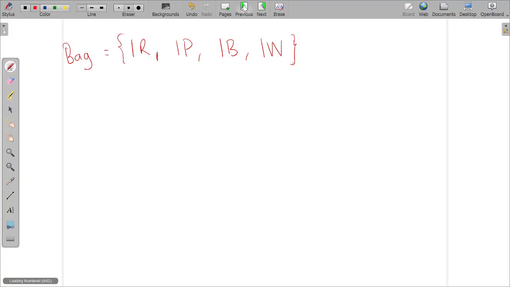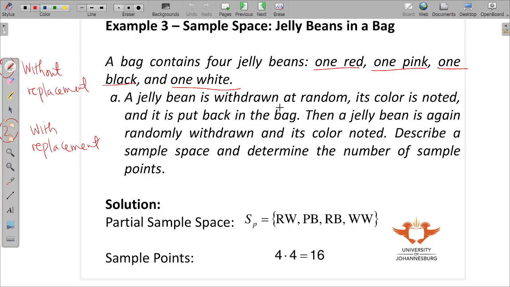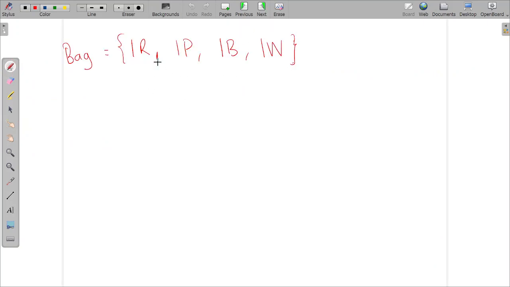Okay, so a jelly bean is withdrawn at random, its color is noted, and it is put back in the bag. Then another one is taken. So 2 jelly beans are taken. So I can take the first one, red.